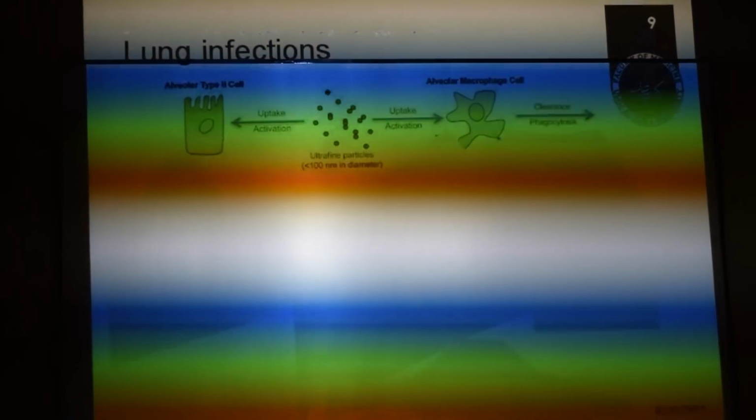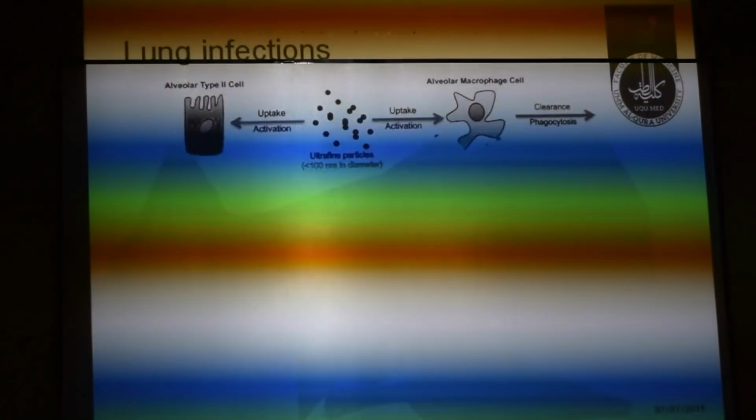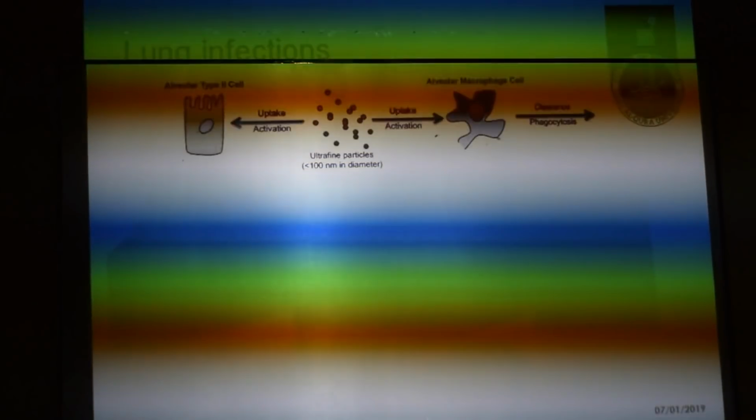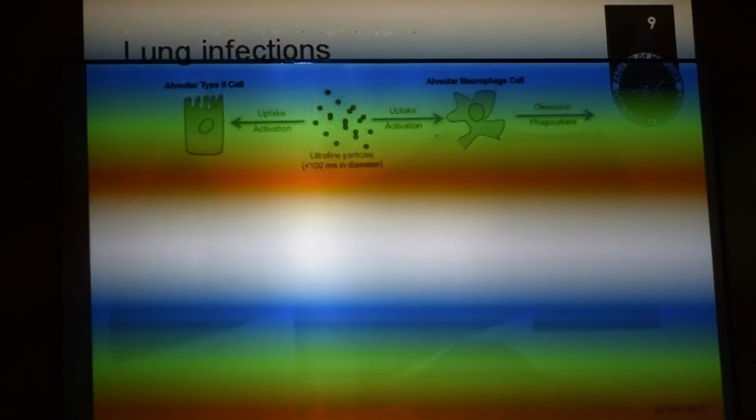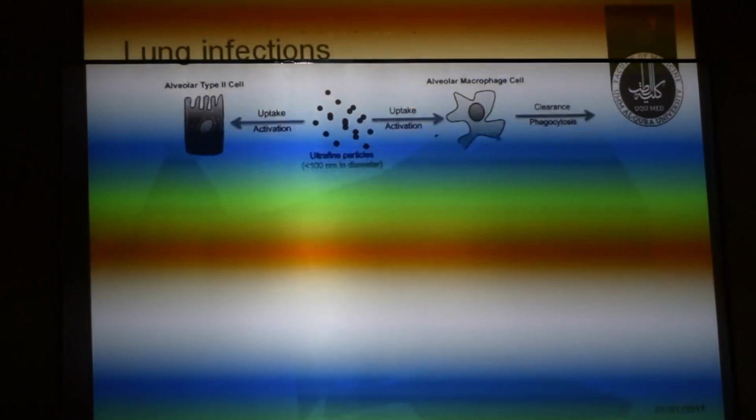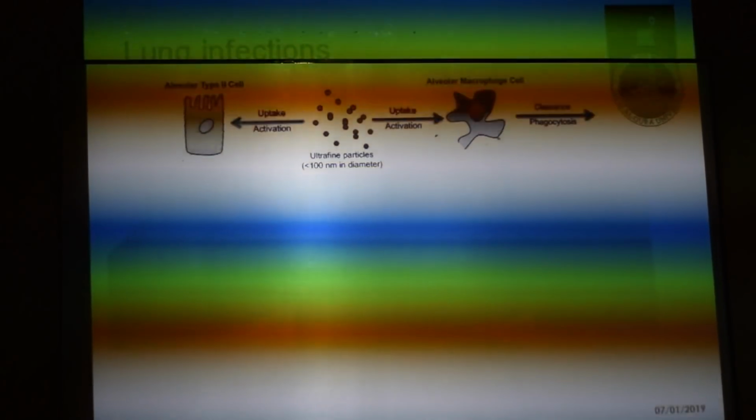Now the infection of the alveoli is termed as what? Pneumonia. Excellent. So the infection caused mainly by the bacteria that will result in pneumonia.